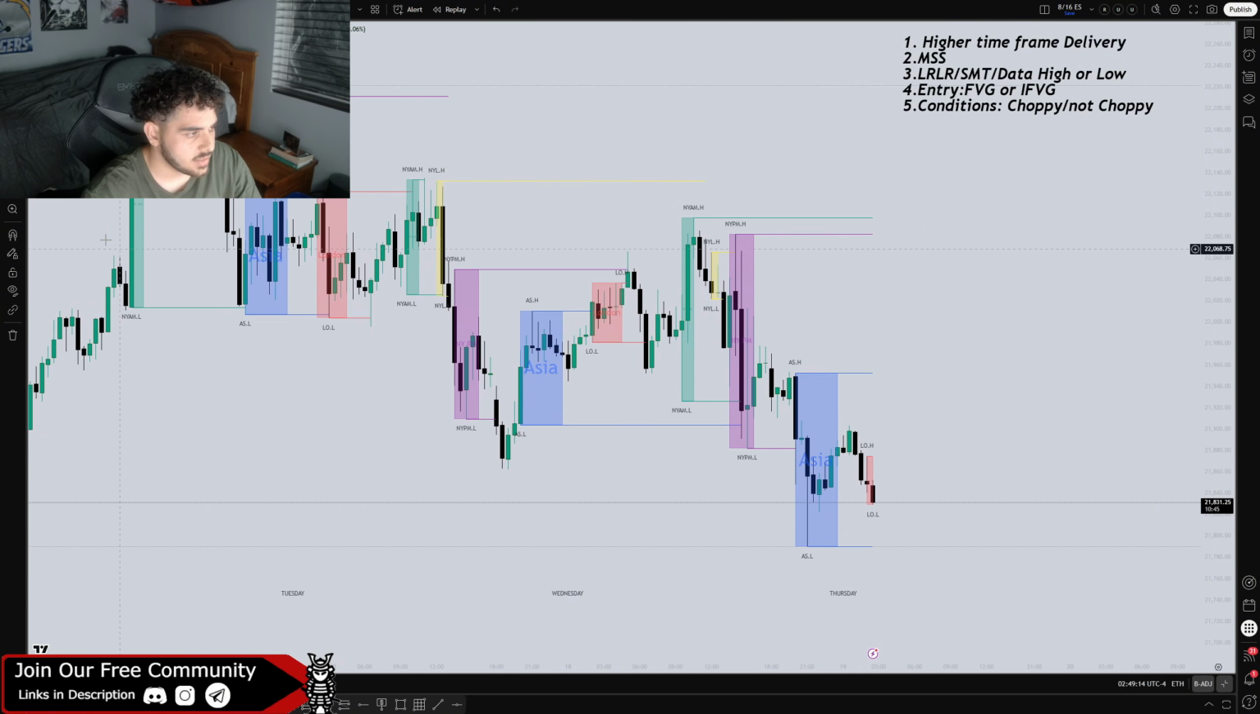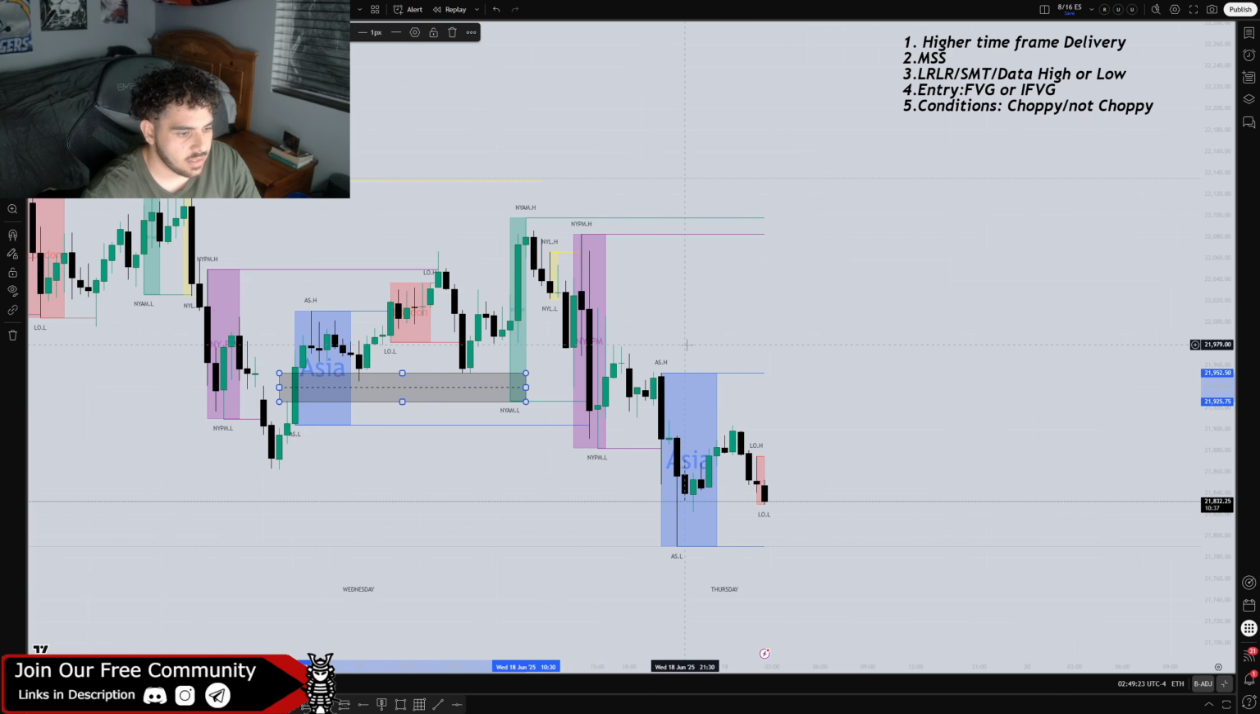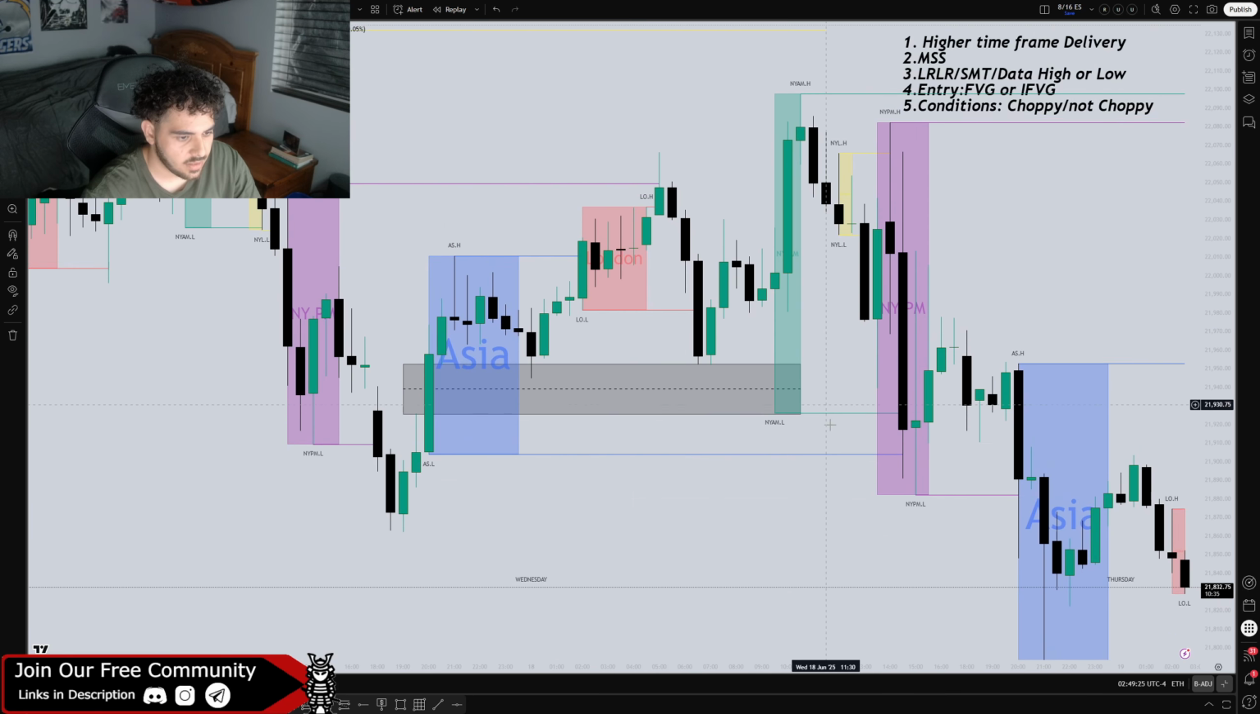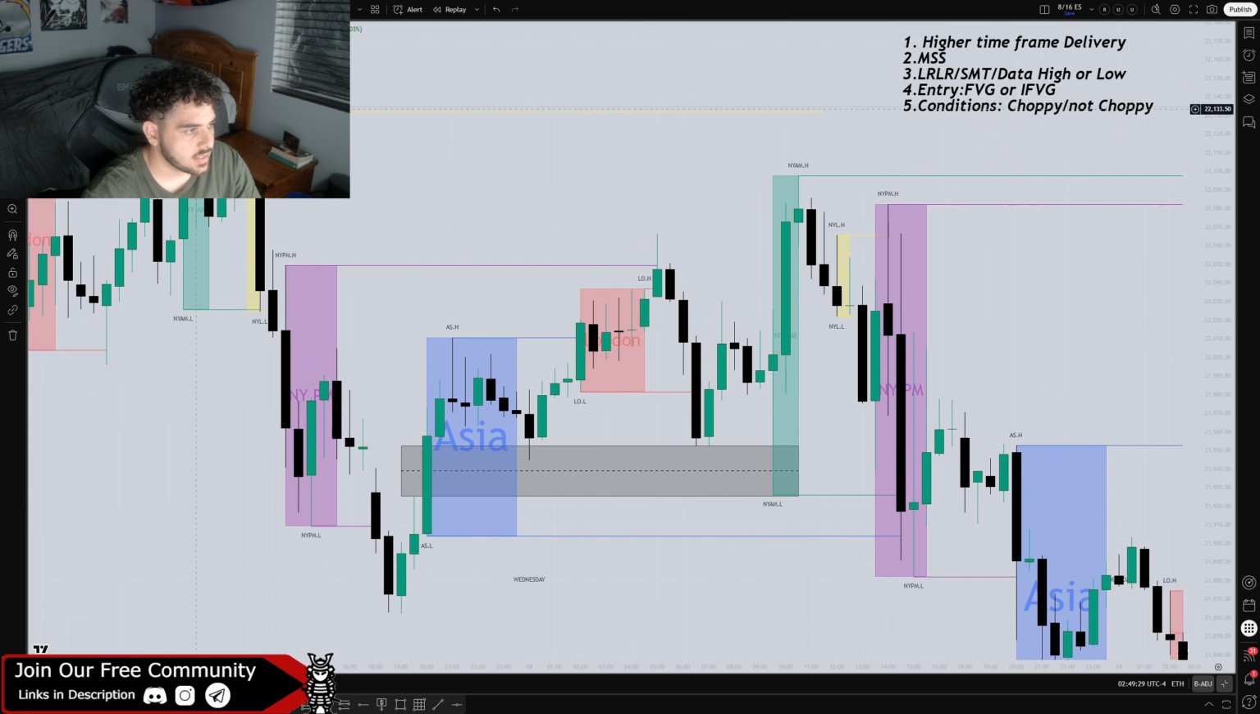So right here in this example, we have a 30-minute fair value gap. Price is trading down into it, and we immediately see the effects of it during our New York AM session. So this setup is going to have an obvious bullish draw on liquidity, which is going to be these highs, because we have this higher time frame delivery.